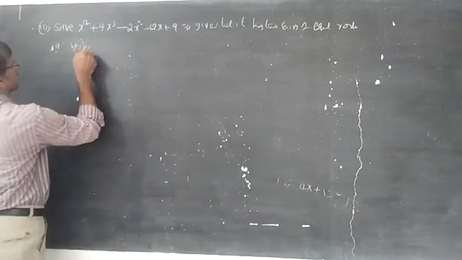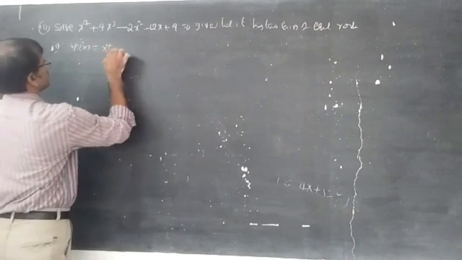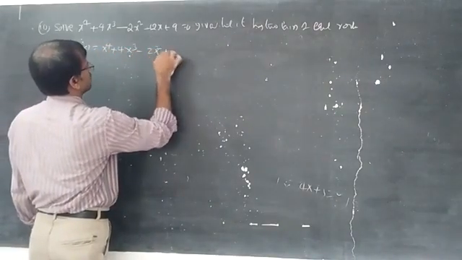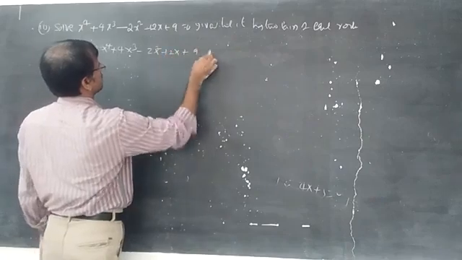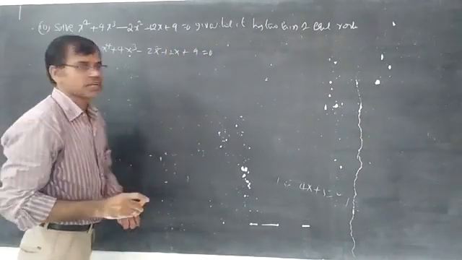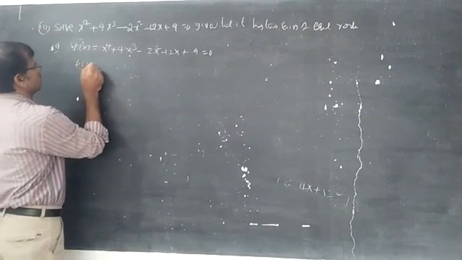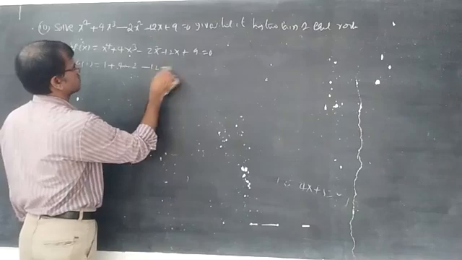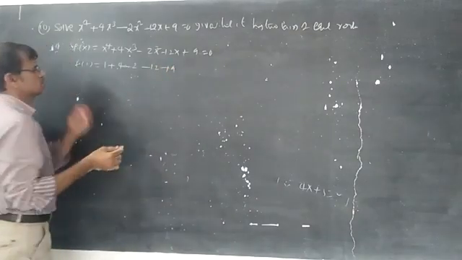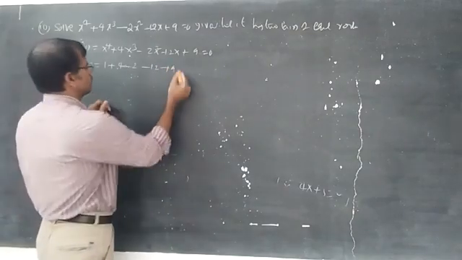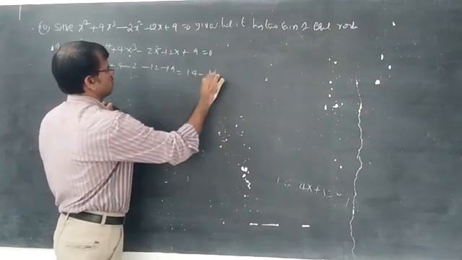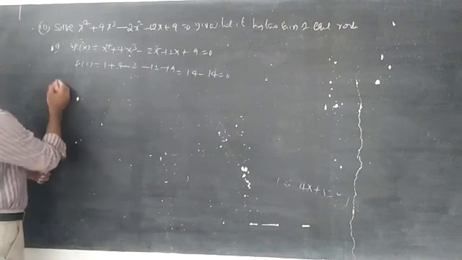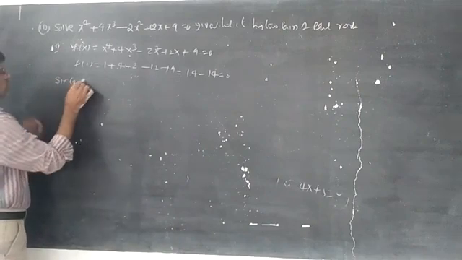Let us write given f of x is equal to x power 4 plus 4x cube minus 2x square minus 12x plus 9 equal to 0. Let us try 1. f of 1 equal to 1 plus 4 minus 2 minus 12 plus 9. This is 5, 5, 9, 14, 14 minus 14 equal to 0. So 1 is a root.